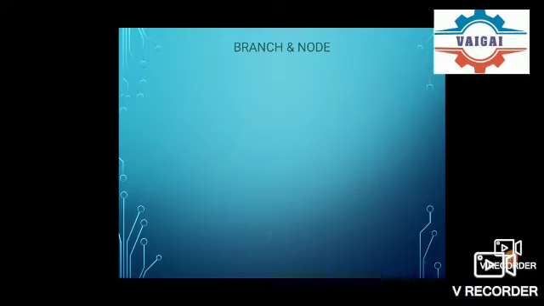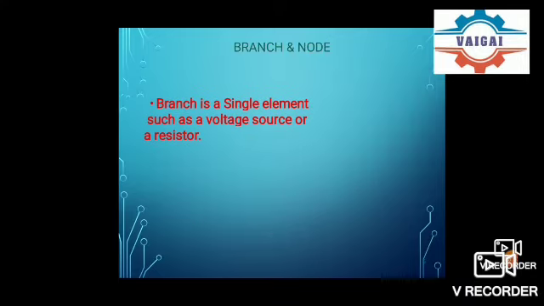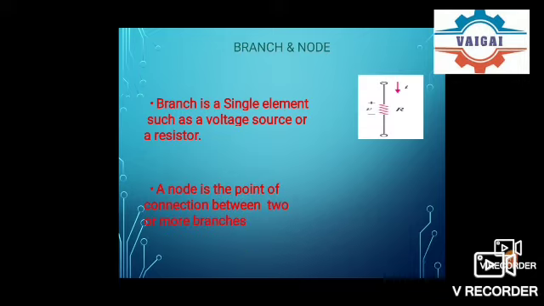Next, we will see the branch and node. What is meant by branch? Branch is a single element such as a voltage source or a resistor. A single resistor or a single voltage source is called a branch.